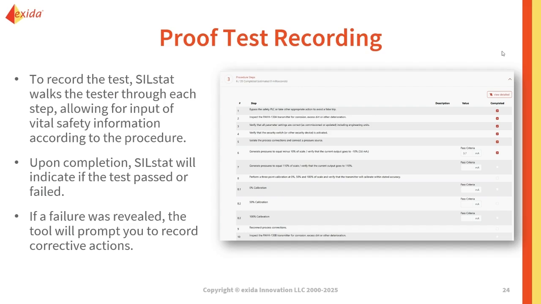Once you've completed all of the steps, Silstat will indicate if the test passed or failed based off of the pass-fail criteria you defined. If a failure was revealed during the test, the tool will then prompt you to record a corrective action. So that would be a repair event, a replacement event, or perhaps you're decommissioning that part of the safety instrumented system. All of this can be done within the tool so that you're able to trace through exactly when the test was performed, what the failure detail is, and what the corrective action detail is.